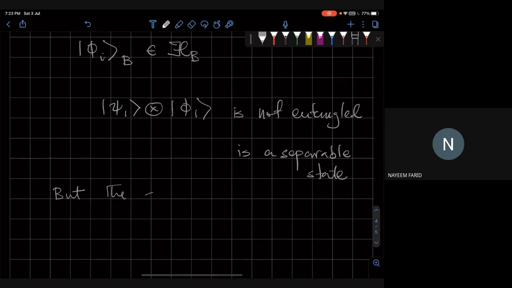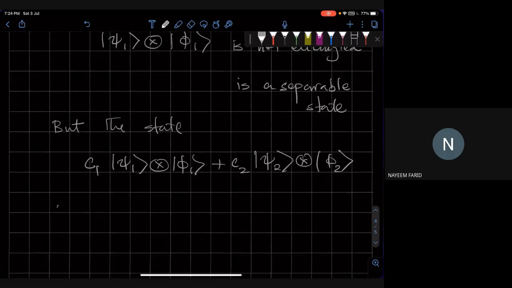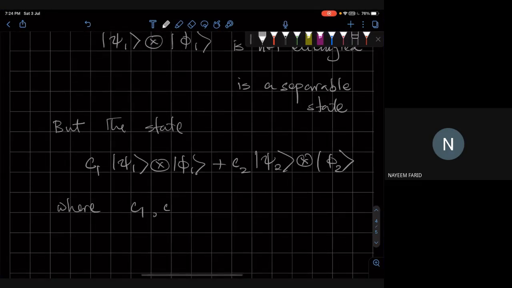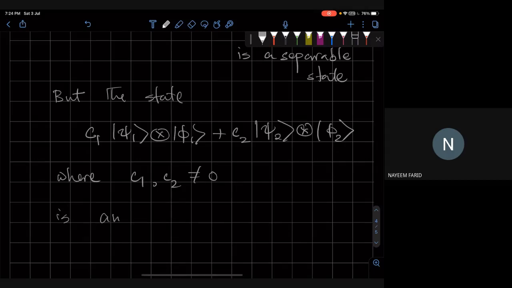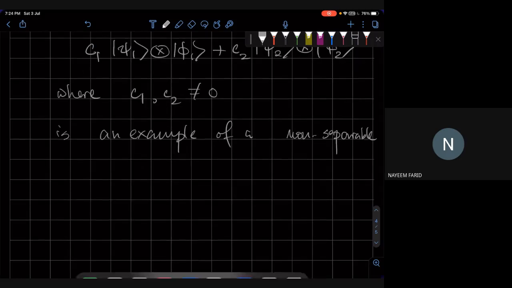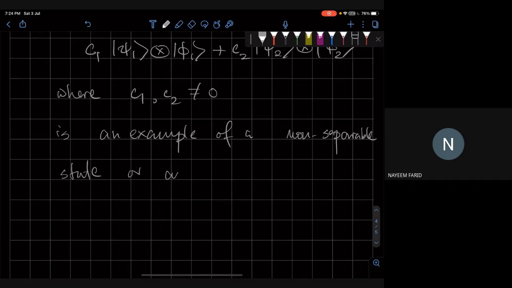Okay, but the state, say psi 1 tensored with phi 1 with some constant coefficient C1 plus C2 for, say, psi 2 cross with phi 2, where C1, C2 are not 0. This state is an example of a non-separable state or an entangled state, okay?